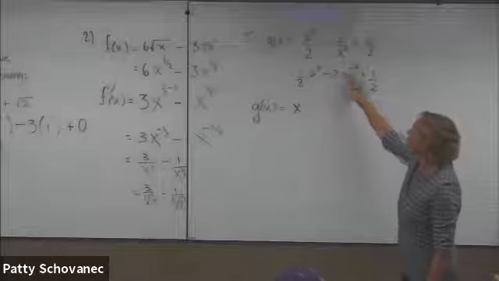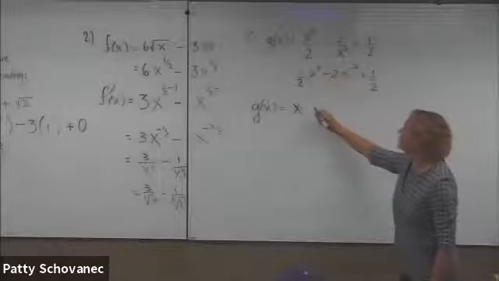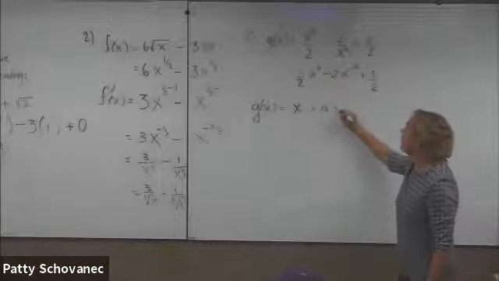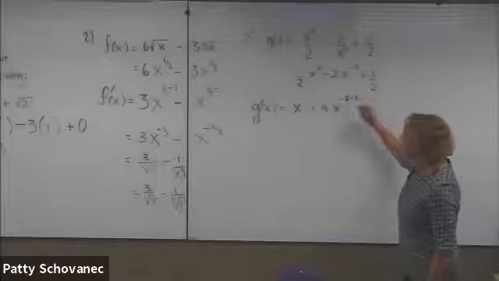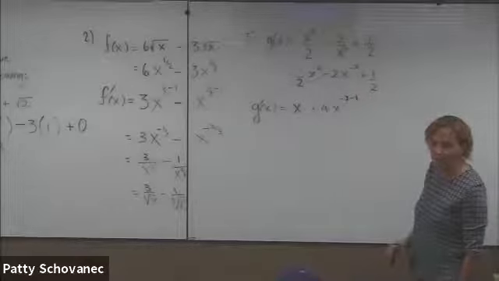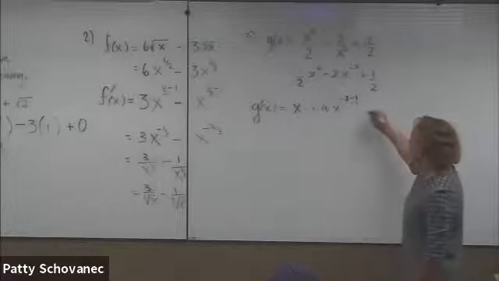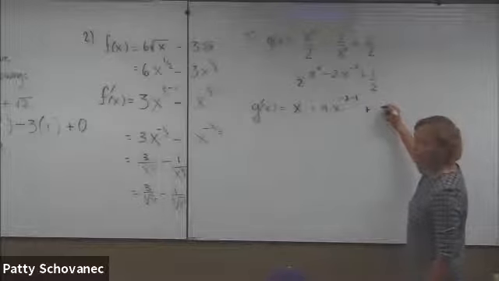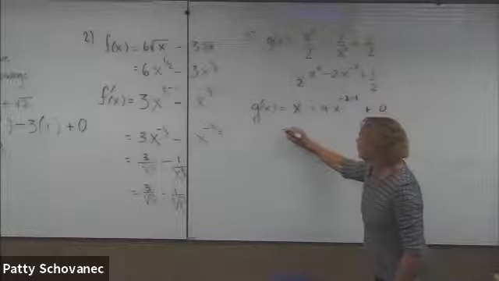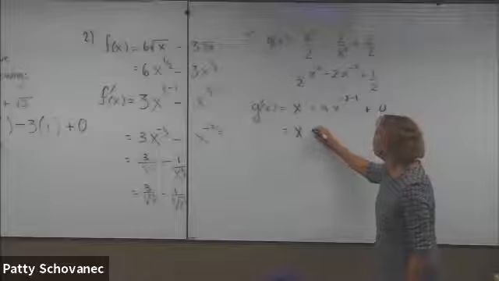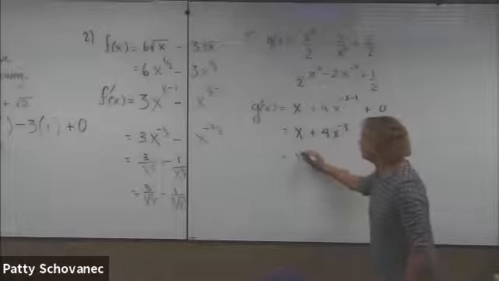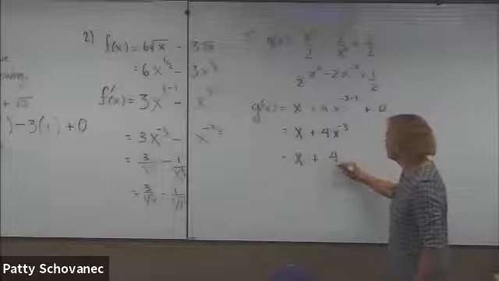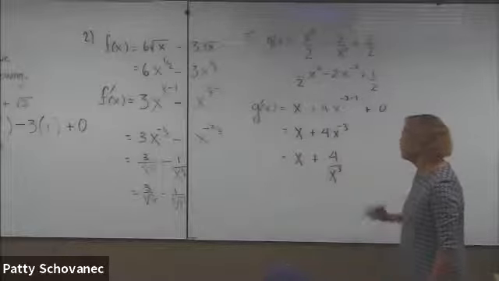All right, so here we go again. -2 times this -2 gives me a +4. And now we're 1 power less. So -2 minus 1 is going to give me a -3 power right here. And then the derivative of the 1/2 is 0. So our derivative will look like x plus 4x to the -3. We want to write that with positive exponents. The 4 stays on top. The x goes on the bottom.